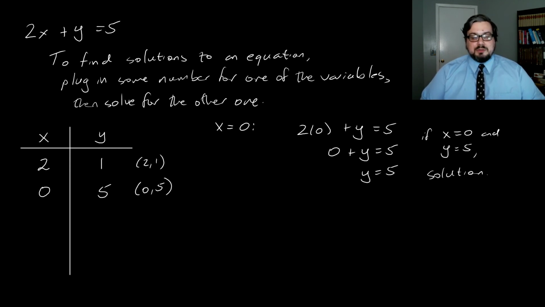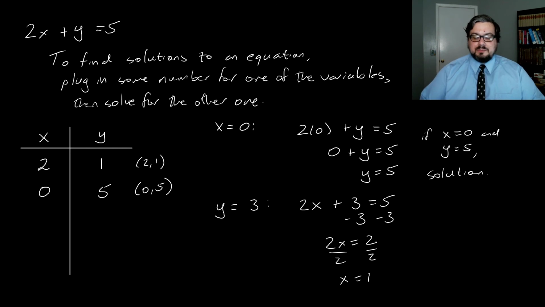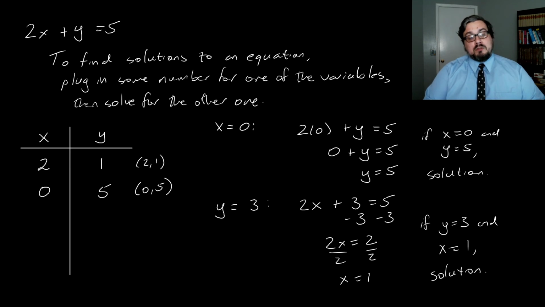We can also choose values for y. We could say, let's let y be 3. And if we do that, we get the equation 2x plus 3 equals 5. Subtract 3 from both sides to get 2x is equal to 2. Divide by 2, we get x equals 1. So this tells us that if y equals 3 and x equals 1, we have a solution. Now make sure that you keep the order correct. We are recording the values of x in the left-hand column and the values of y in the right-hand column.